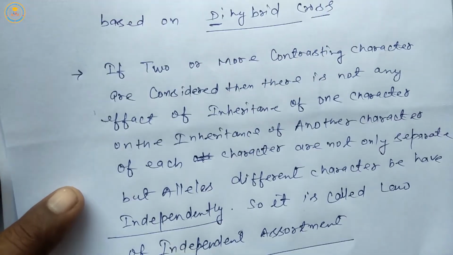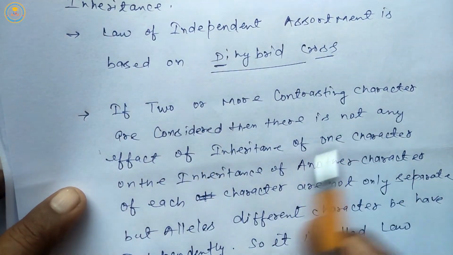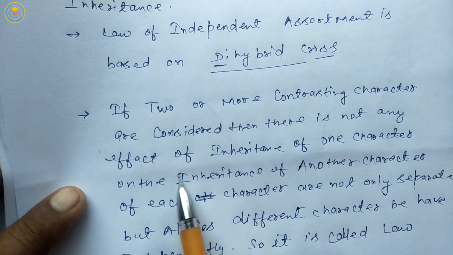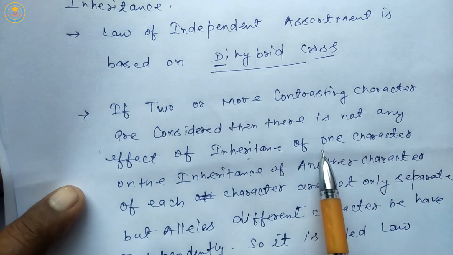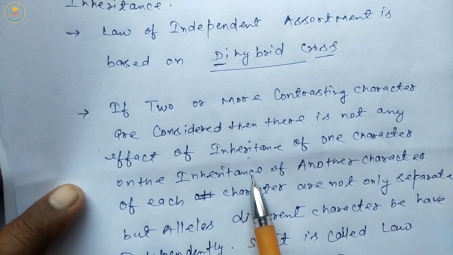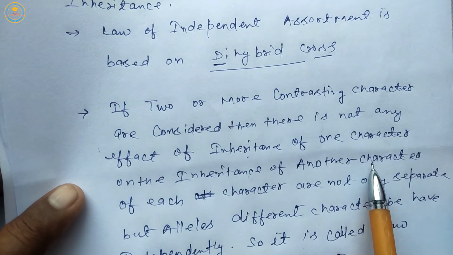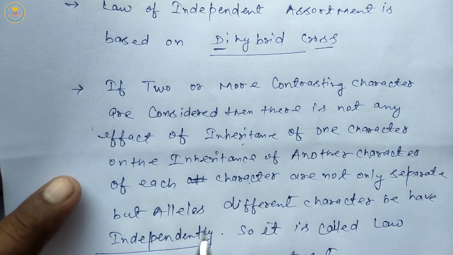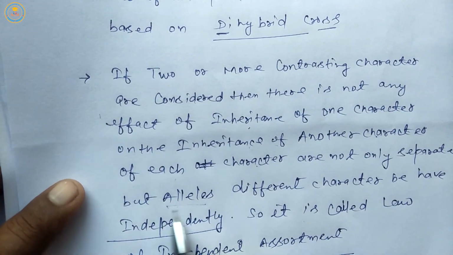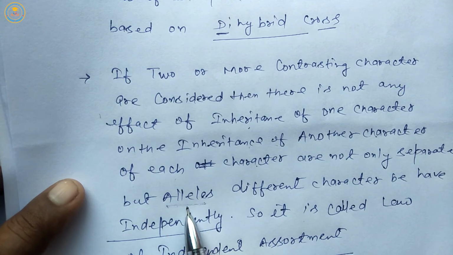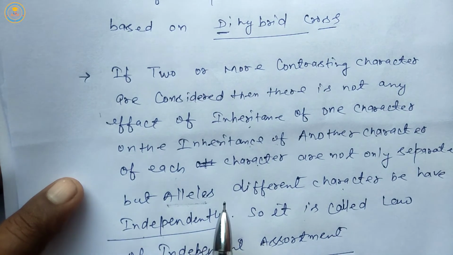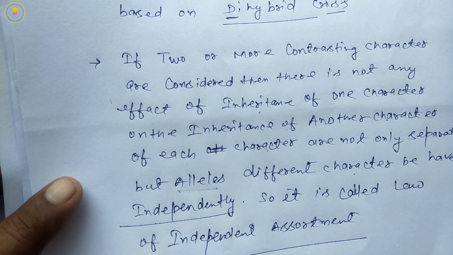Once again, if two or more contrasting characters are considered, then there is not any effect of inheritance of one character on the inheritance of another character. It means the traits of each character are not only separate but alleles. Students, remember, alternative forms of a gene are called alleles. Different characters have independent inheritance, so it is called law of independent assortment.